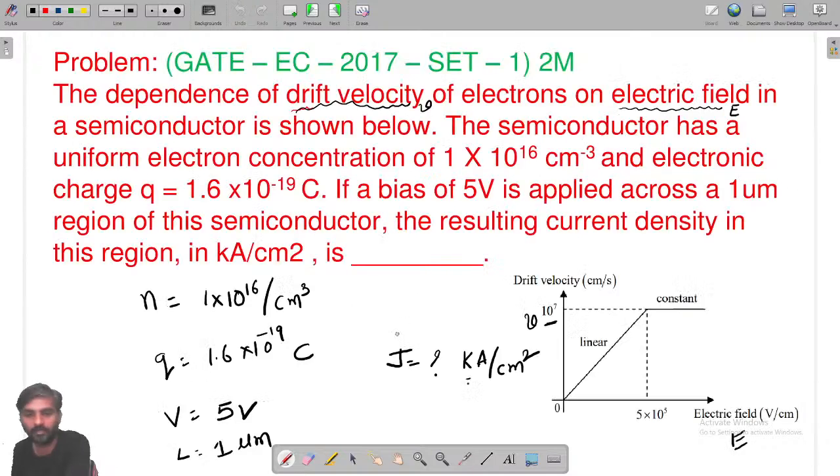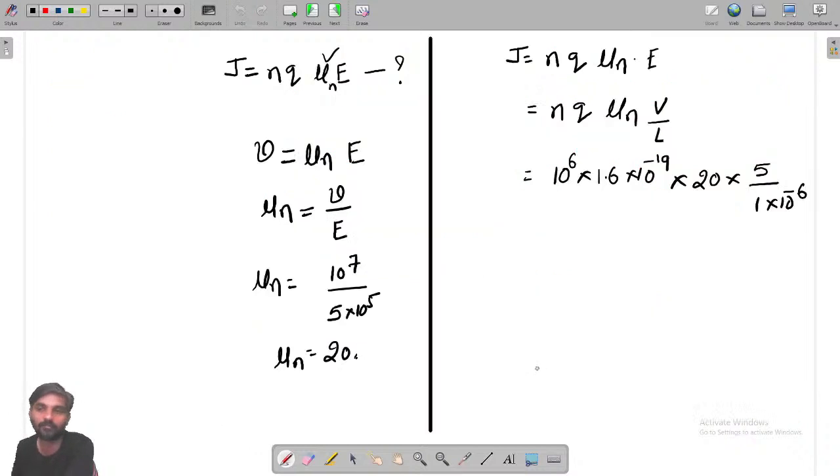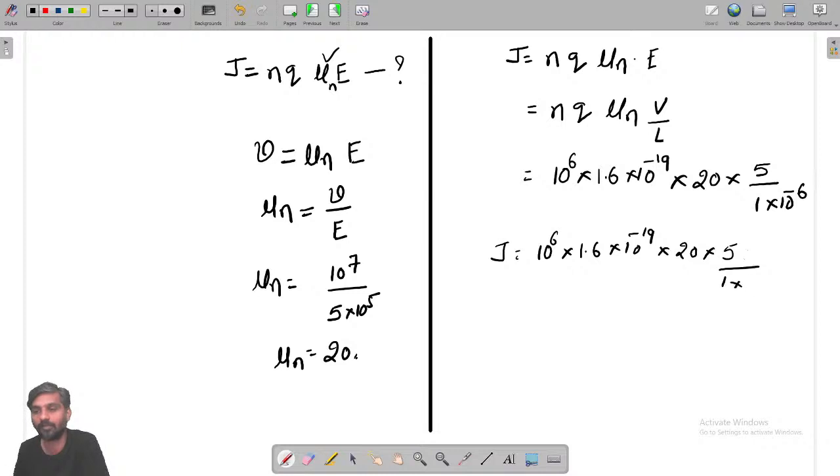But it is asking in terms of centimeters. Remember this. Most of the time you will make the same mistake. So okay, good Tejaswini, good. So J is equal to 10 to the power of 16 into 1.6 into 10 to the power of minus 19 into 20 into 5, divided by 1 into 10 to the power of minus 4, since I'll convert micrometer into centimeters.